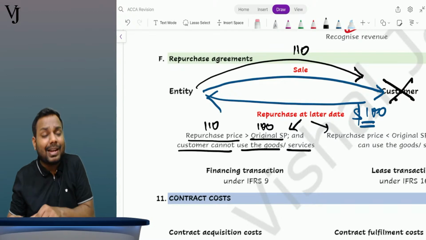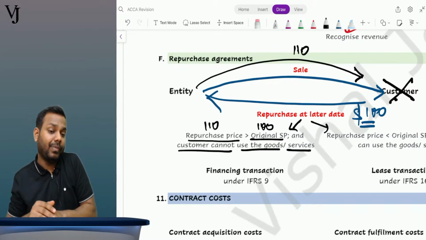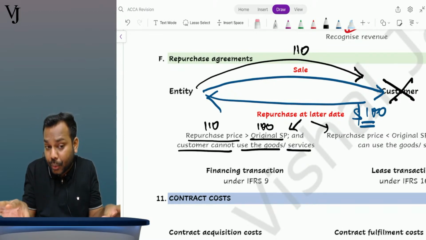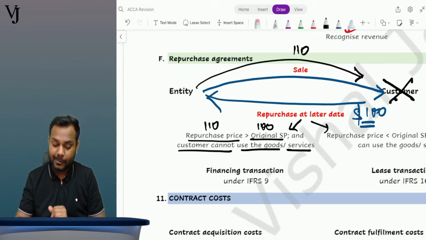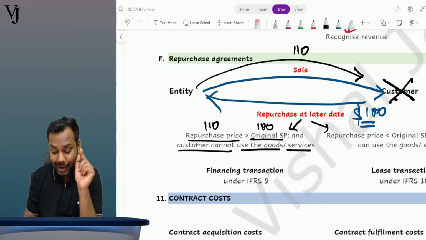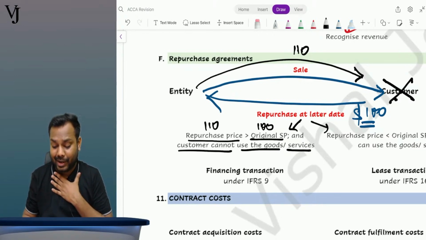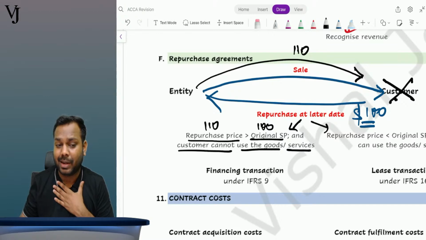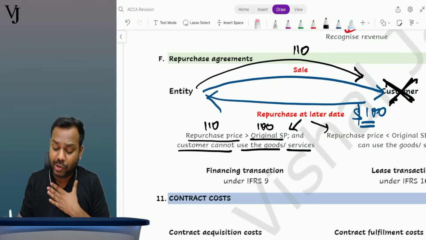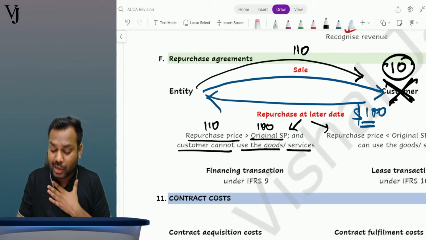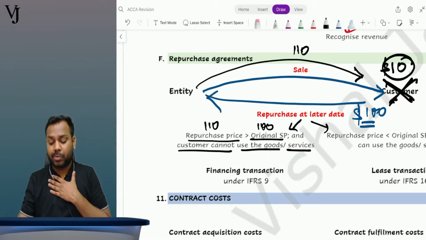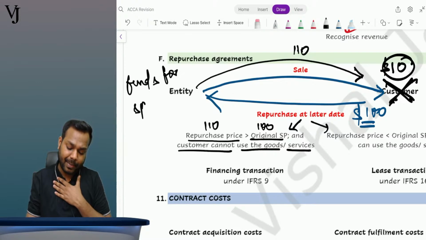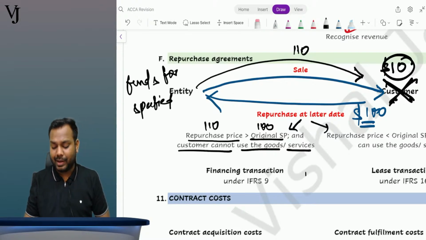So now tell me, is the customer getting any benefit? No. The customer is not getting any benefit because the customer cannot use the goods. Now understand the contract. When I sold, I received 100. When I am repurchasing, I will be paying 110 to repurchase. The customer cannot use the goods. The customer has got $10, because the customer paid 100 but got 110. The entity got funds for a specified period. So it is called a financing arrangement under IFRS 9.